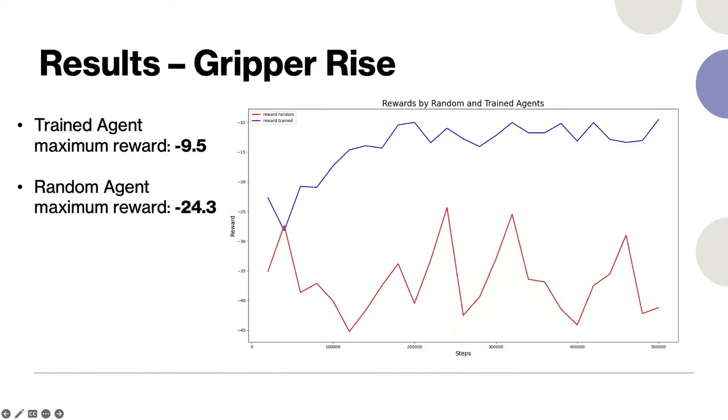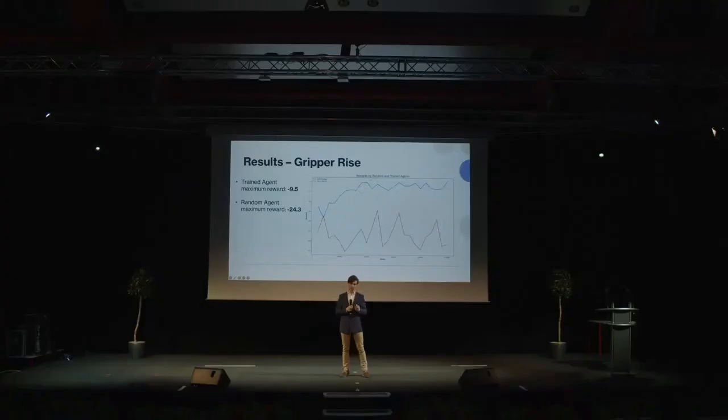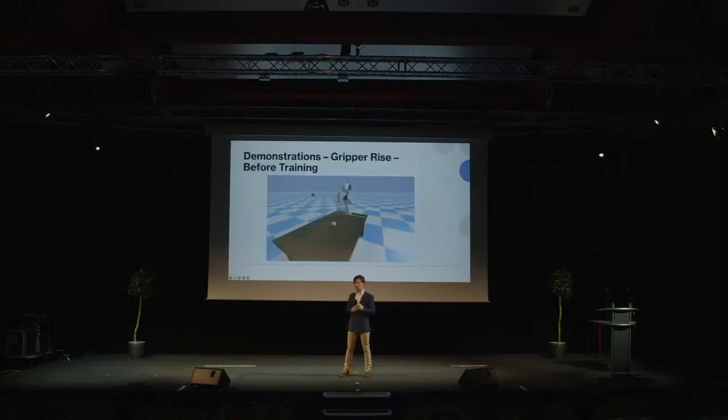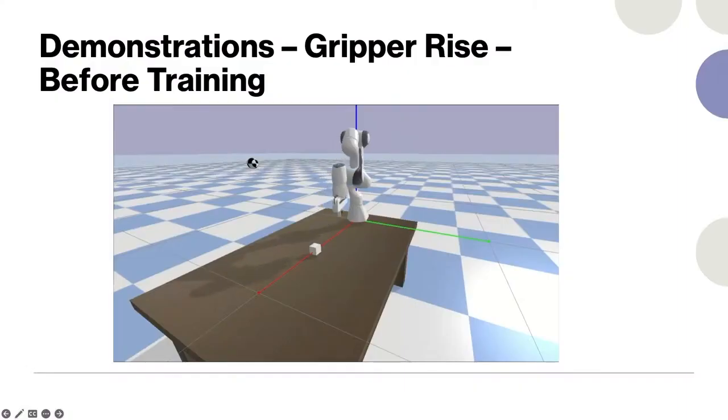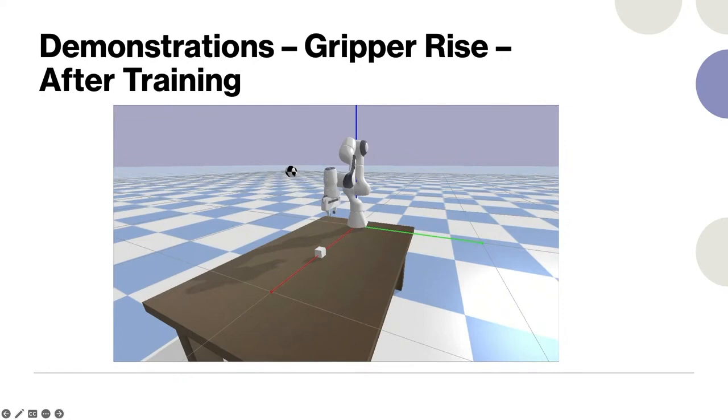Gripper push is not the only environment I trained an agent on. Gripper rise tasks the agent with lifting a cube to a target position in the air. Here again, we see a massive improvement in performance, with the reinforcement learning trained agent achieving a reward of -9.5 compared to -24 achieved before training, a 150% improvement. Once more, however, this is best seen in the actual simulation. So here's the agent before training. And here's the agent after training.